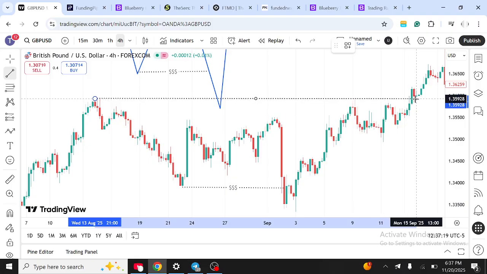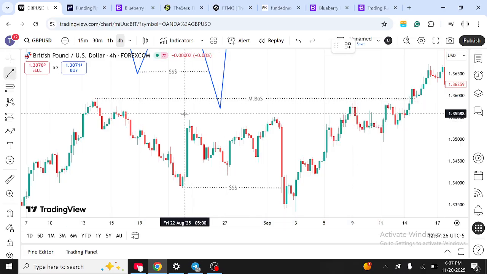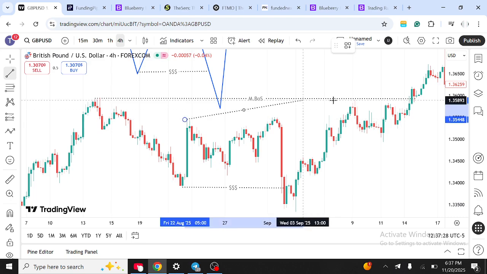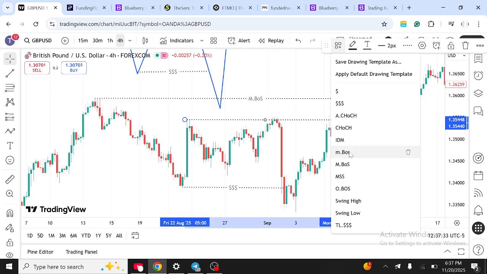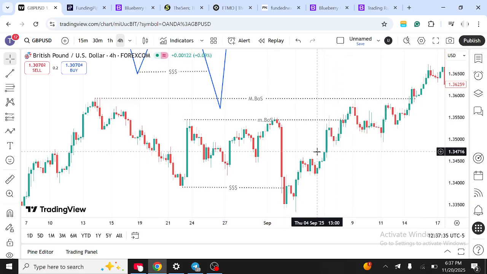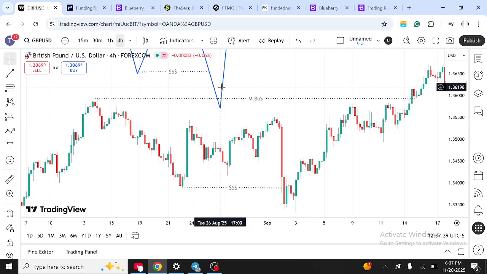So this is our major break of structure. Can you see that? Overall, and this is the what? Minor break of structure. So this is our type B liquidity concept. Okay. And like I said, I do not necessarily name this. I just do this major only.